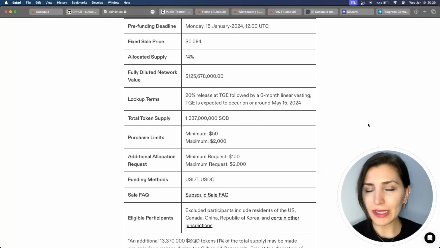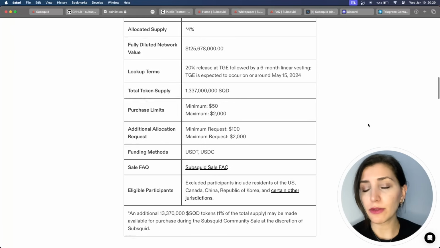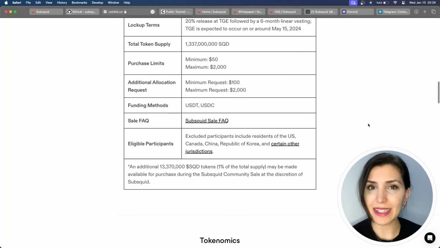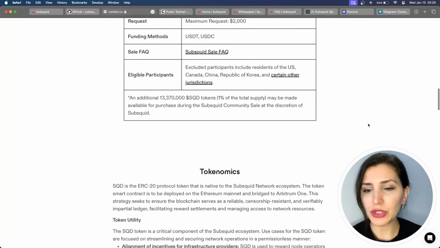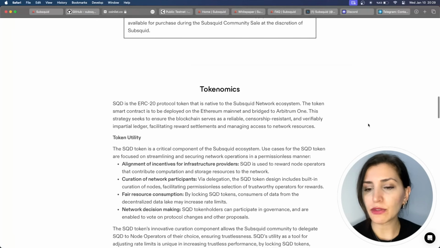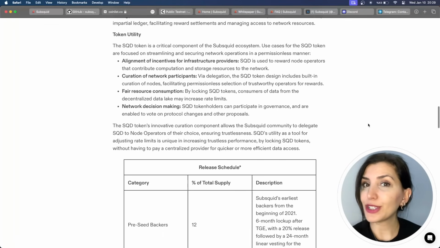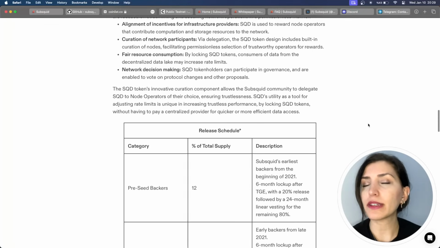The total token supply is 1,337,000,000 SQD, with purchase limits ranging from $50 to $2,000. SQD's token design captures value as data production increases, offering a mechanism to reduce data costs for developers and analysts to zero. Get into the details of CoinList info on SUBSQUID.